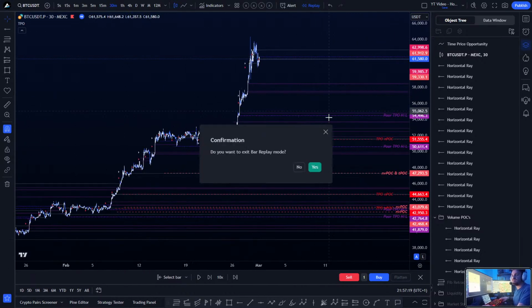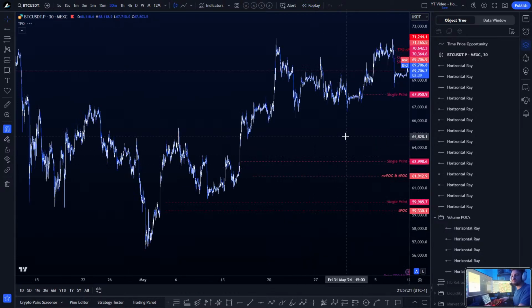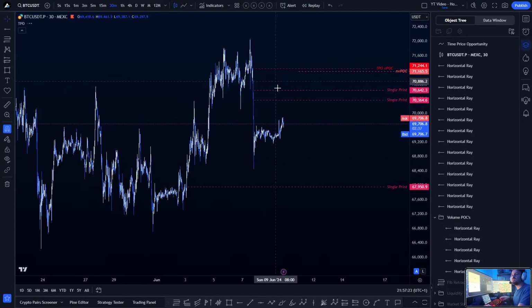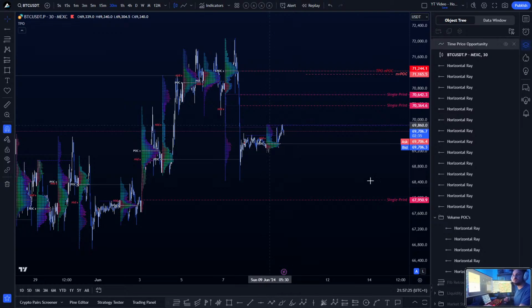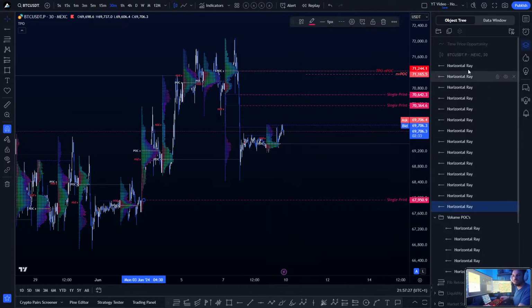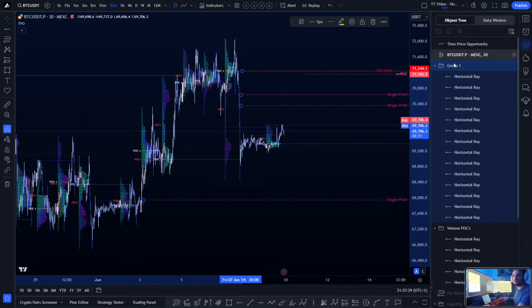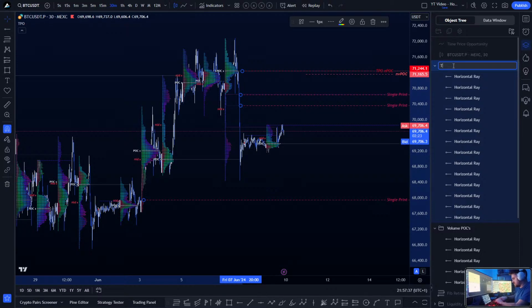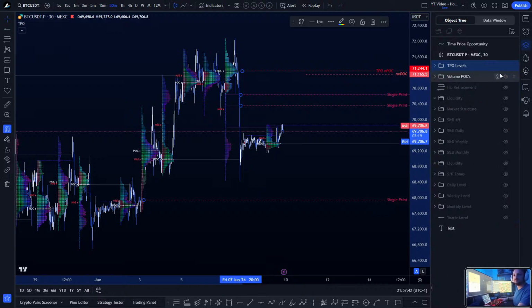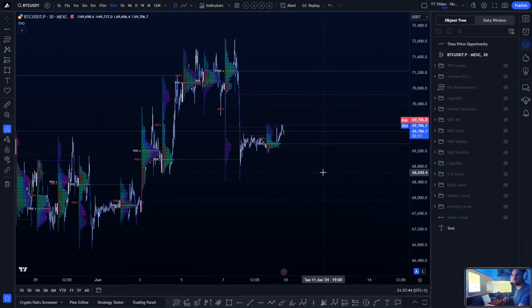So these, I like to separate them from the volume point of control, because in this case I'm also including single prints, and it's just a way for me to not worry about what is a single print and what is a point of control. It's everything that you can see with the TPO indicator, in this folder. Just to simplify it a little bit. Did I mark that one on top?